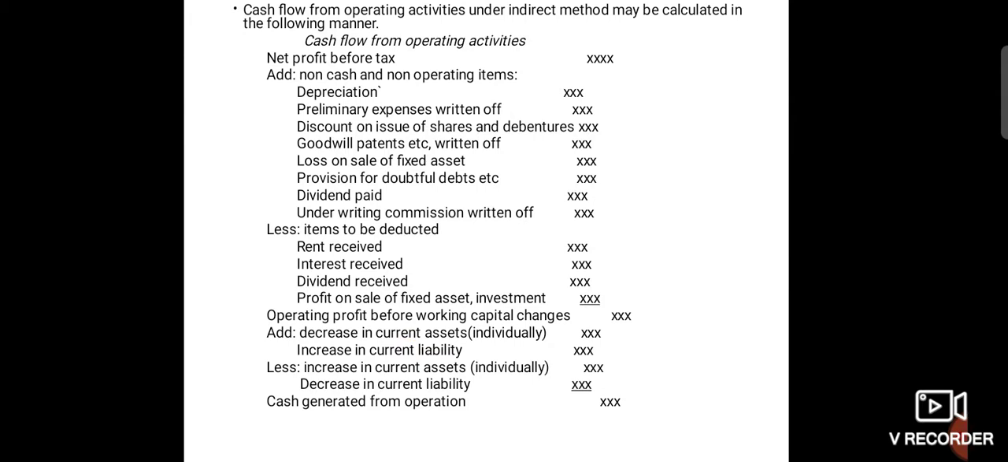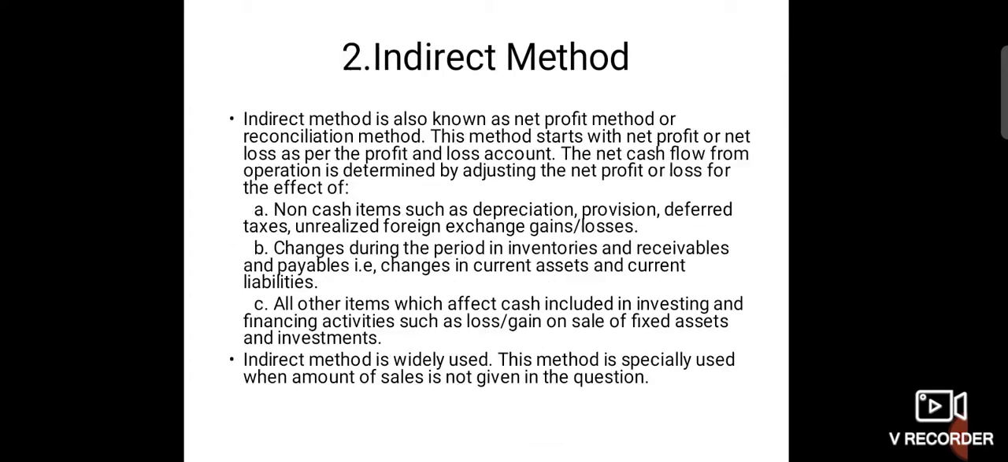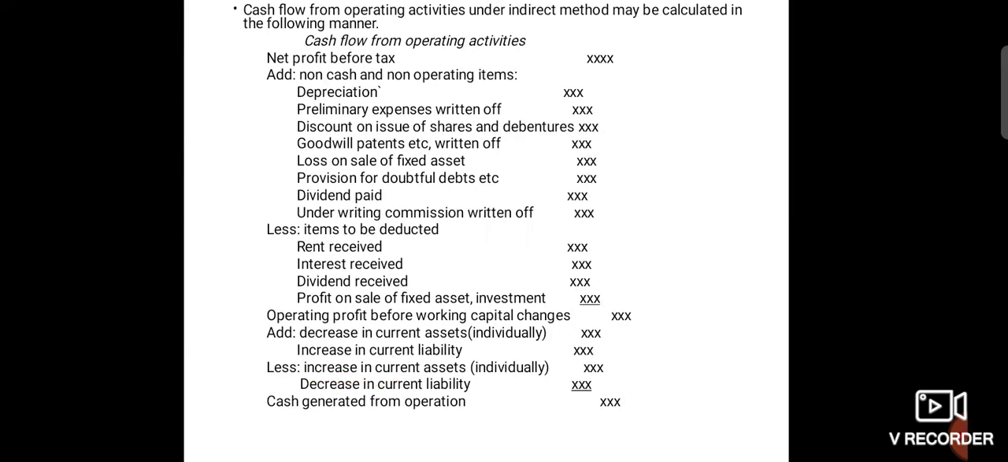That means we'll be given opening and closing balances of current assets. So if there is any decrease in any current asset, we have to add back. And similarly, if there is any increase in any current liability, we have to add back. Similarly, we have to deduct increase in current assets and decrease in current liability. Okay. So, operating profit before working capital changes, with that we have to add these and deduct this. Then we'll get cash generated from operations.